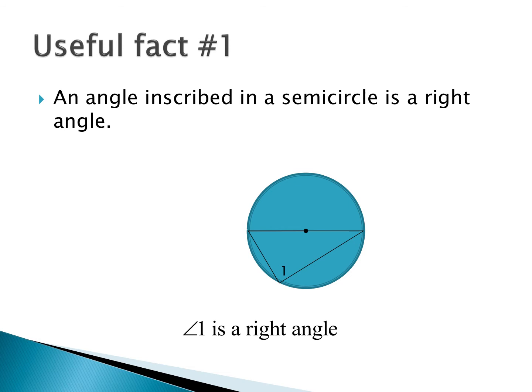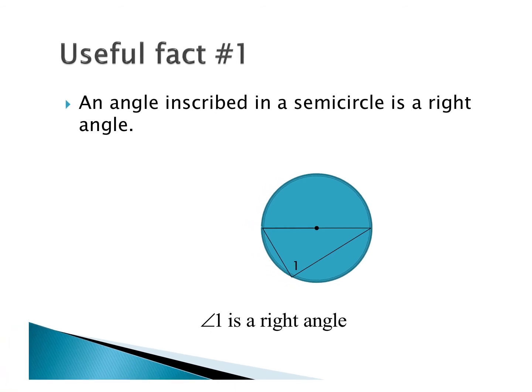Useful fact number 1, and this is sort of just rephrasing what we've already seen. An angle inscribed in a semicircle is a right angle. So angle 1 would be a right angle. Again, this is the diameter. It's going through the center. This would be the semicircle arc. Semicircle arc measures 180. Half of that is 90. So again, things we've already seen, just phrased differently.